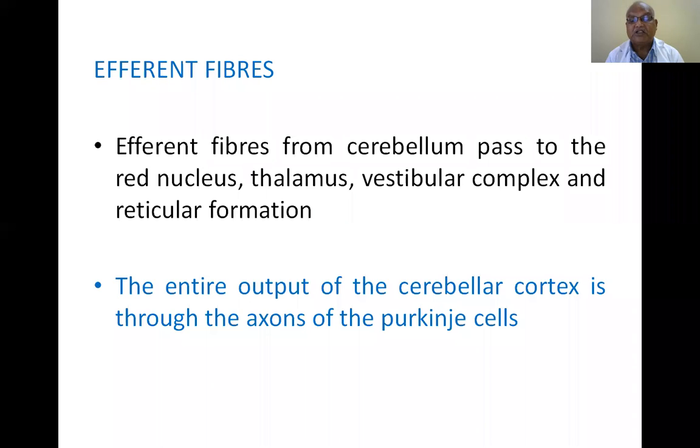The entire output of the cerebellar cortex is through the axons of the Purkinje cells. I already told you there are 5 types of cells in the cerebellar cortex: basket cells, stellate cells, Purkinje cells, granule cells, and another type of cell. Out of all these, only the Purkinje cells give axons as output. The cerebellar cortex is the outer gray matter of the cerebellum. White matter is the center part. So the entire output of the cerebellar cortex is through the axons of the Purkinje cells.